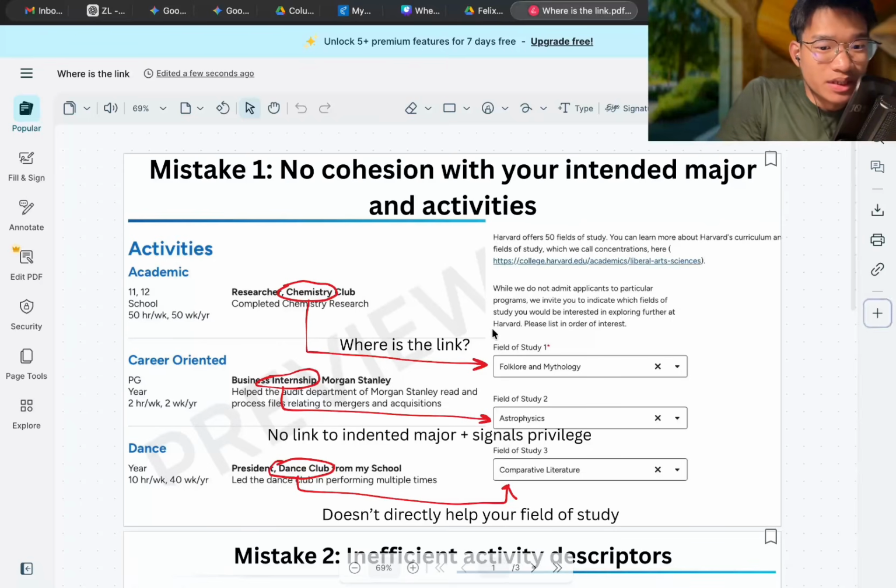unless this business internship is a non-profit. But if it's just those normal business internships, for example, you're a training intern at some firm, or the worst, and I've seen this before, you're a business intern at Morgan Stanley and your dad is the managing director of Morgan Stanley. It has no link to your intended major, assuming that your intended major is not in business.